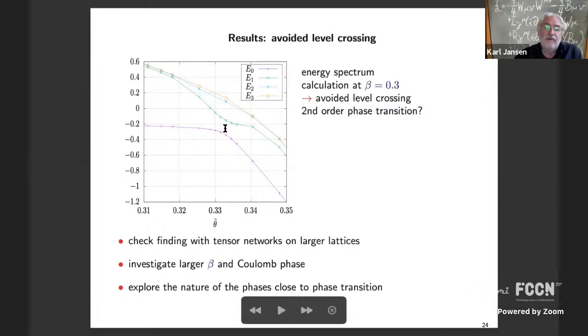And it would be very nice to confirm this now, for example, using tensor networks on larger lattices. So for example, Simone Montangero, who cannot be here today, has developed an algorithm with these augmented tree tensor networks. And it would be very nice if we could, now that we have this formulation of the topological charge term in the Hamiltonian, check this. And this would be really, really nice. And of course, we would like to go to the Coulomb phase and explore the phases that are indicated here. What is the nature of these phases?